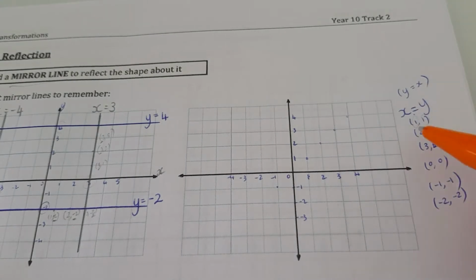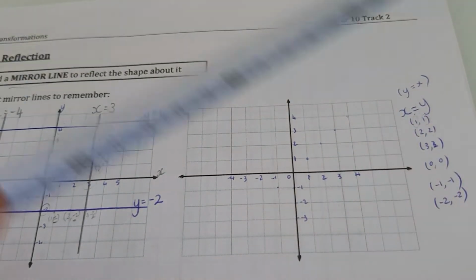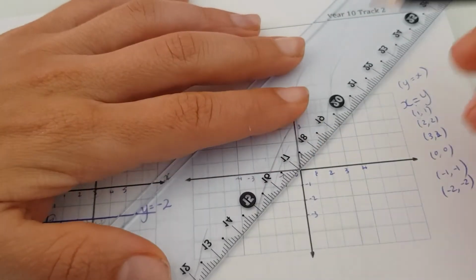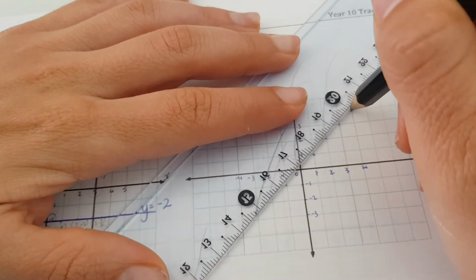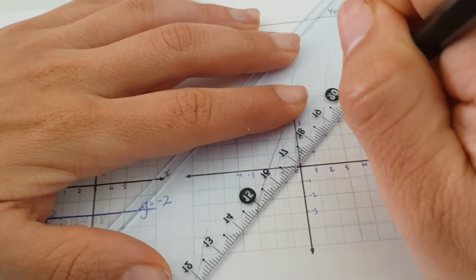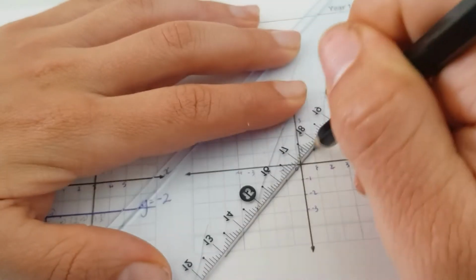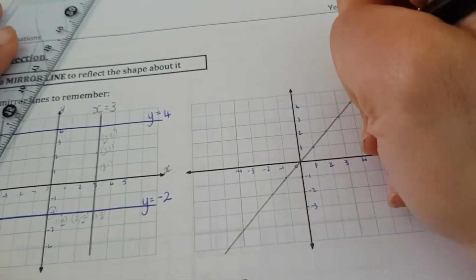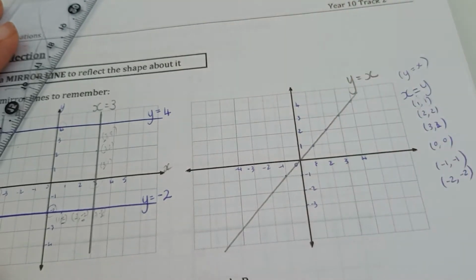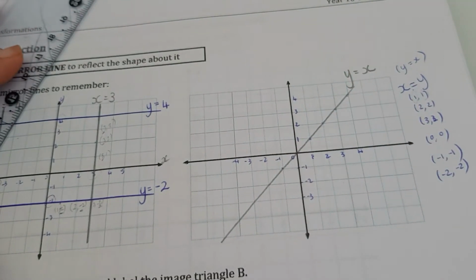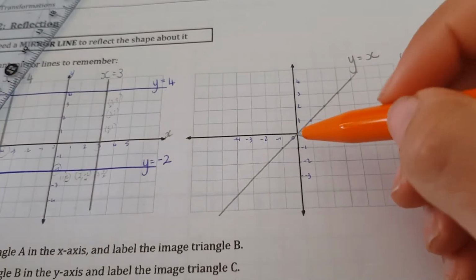It won't make a difference. The y is the same as x. The y value is the same as x. So this line that passes through 1, 1, 2, 2, 3, 3, etc., is called the line y equals x. Okay, we have a similar line to it, and it's this one.